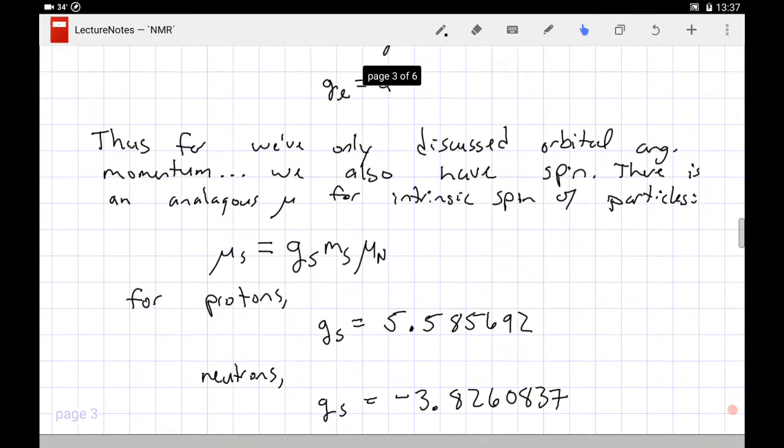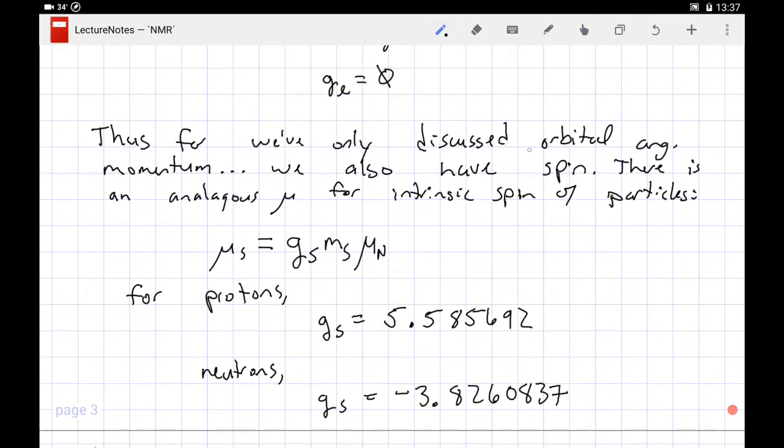Now, so far we've only discussed orbital angular momentum. We haven't discussed the intrinsic spin of these particles. We can, however, draw an analogous expression for mu if we're only looking at the spin rather than the orbital angular momentum. In that case, we get some dipole moment from the spin, which has a spin G factor, m sub s, which is the projection of spin, and again this nuclear magneton.